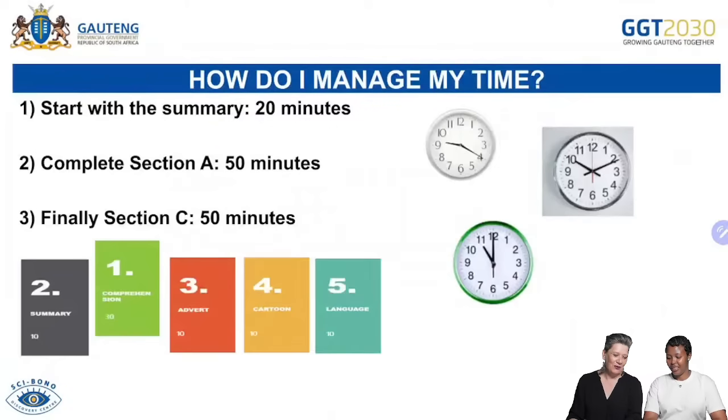So let's look at your time management then. If you start with a summary first, we need you to be done by 20 past 9. Remember, in your exam hall, there will be a clock, so it is a good idea to watch the clock. Then we need to move on to the comprehension. We need you to be fresh when you do this. So about 10 past 10, that's the time when you need to finish the comprehension. Why is this important? Because sometimes you get stuck on something and you spend too much time and you don't get to finish the paper. So from 10 past 10 up to 11 o'clock, you will have all the time for section C.